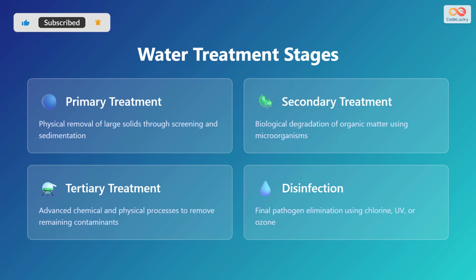Tertiary treatment involves advanced chemical and physical processes to remove remaining contaminants that earlier stages couldn't eliminate, such as dissolved nutrients, heavy metals, and persistent chemicals.